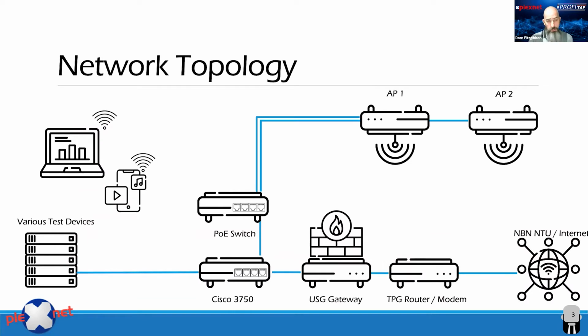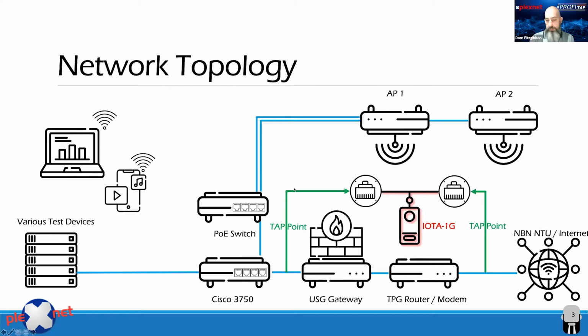So the topology that you see here is we've got a couple of APs going through a PoE switch, through a Cisco 3750, through to a gateway, then through to a router modem, which is actually in my home office, into the NBN black box, and then the internet, which is represented in this single icon there. We're then going to tap. I'm tapping across the trunk from the 3750 to the gateway, and I'm also tapping from the modem out to the NBN cable modem.